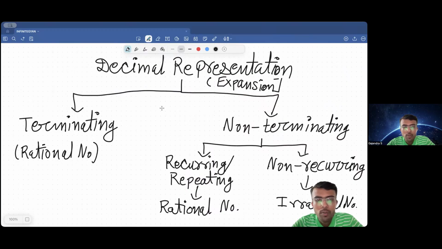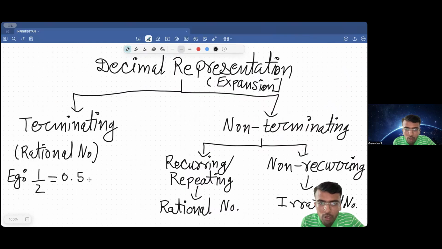So we represent in two ways, one is terminating, one is non-terminating. This is a terminating example. If you want to look at one, it can be something like 1 by 2. Its decimal expansion is 0.5. So it terminated. There is no remainder left when you divide 1 by 2, and the decimal ends here. Similarly you can find others also.